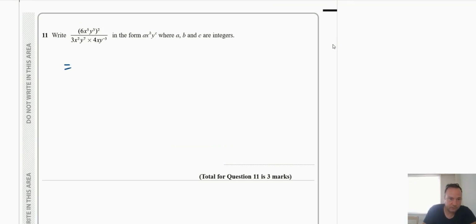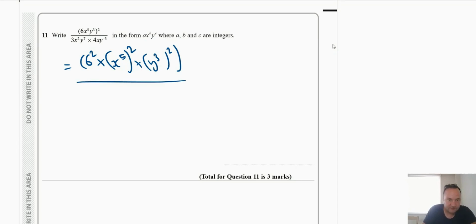So first of all, we can see this is exactly the same as saying 6 squared. We can write this out. Then we've got x to the power of 5, that's the same as x to the 5 squared, times y cubed squared. So we're squaring each of the individual terms within the brackets.